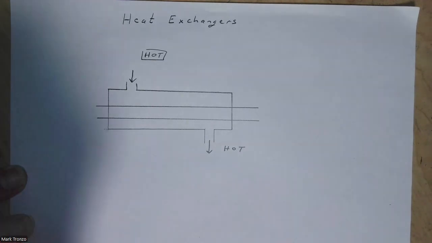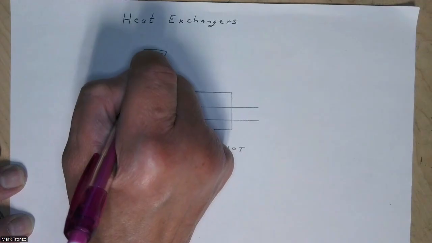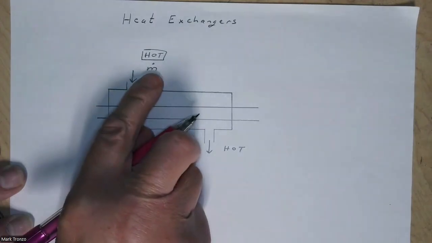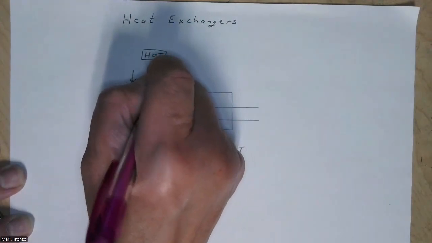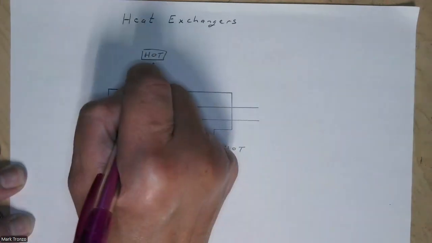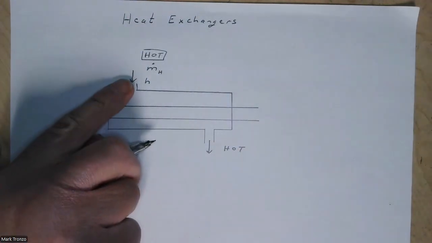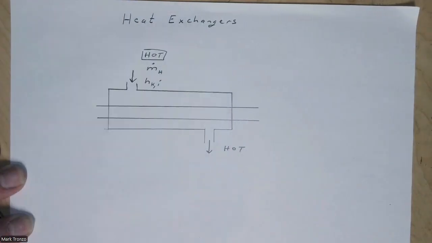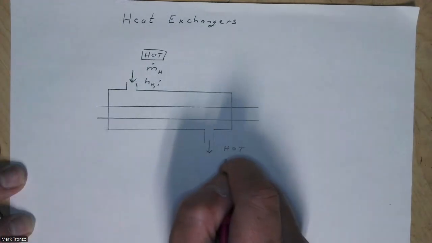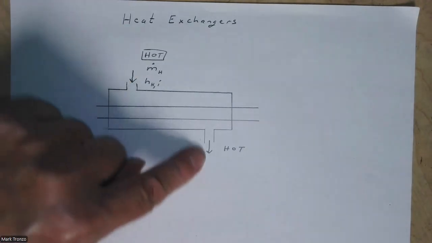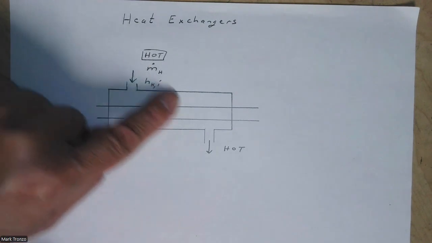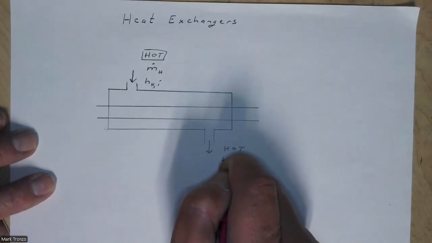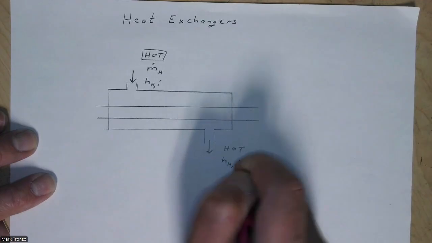We're going to need a couple things from this. For the hot fluid, we're going to need its flow rate, which I'll call M dot H for hot. And we're going to need the enthalpy going in, so call that H sub H, I for in. The M dot is going to be the same going in and going out, so we don't need to put that M dot hot over here. But the enthalpy will be different for the fluid leaving.